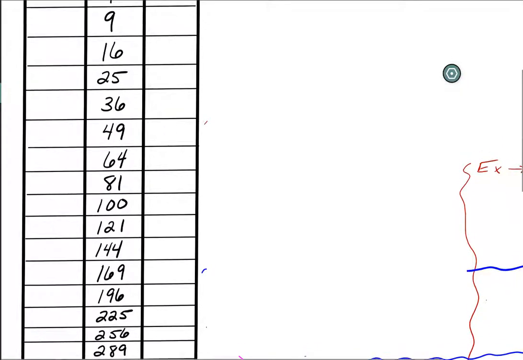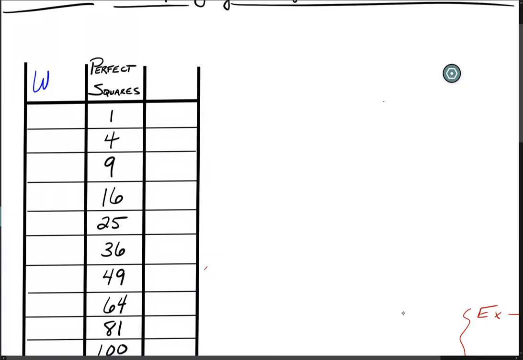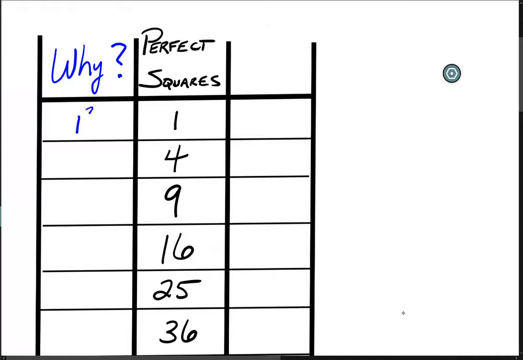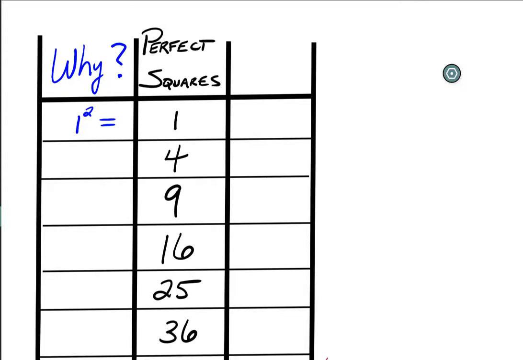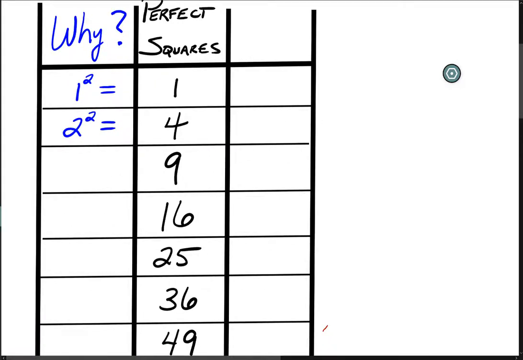20. Next thing I'm going to talk about is why are those perfect squares? Does anybody know why? Because 1 squared is equal to 1. Why is 4 a perfect square? Because 2 squared is equal to 4. Why is 9 a perfect square? 3 squared is equal to 9.